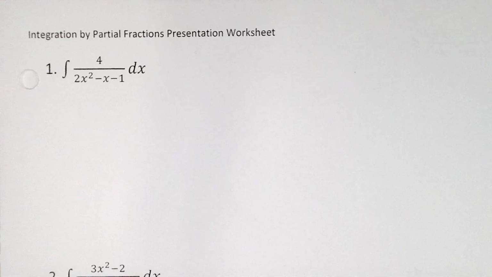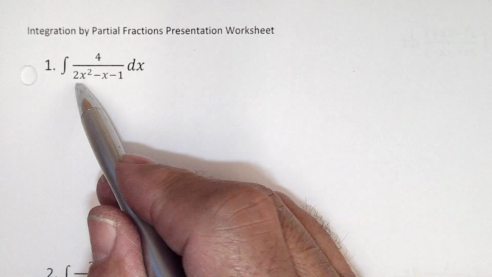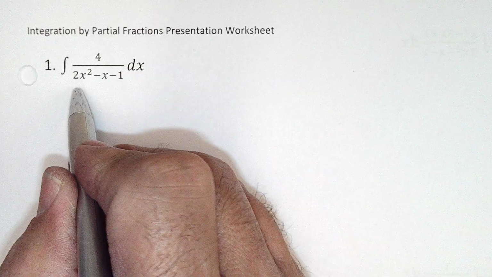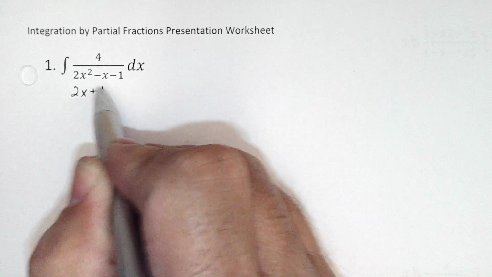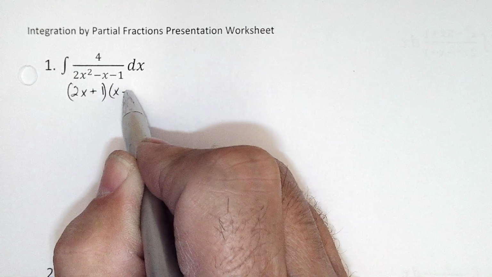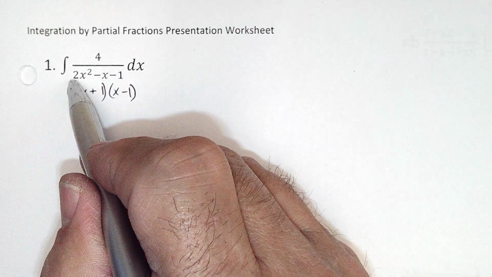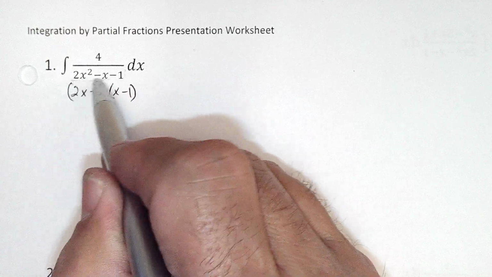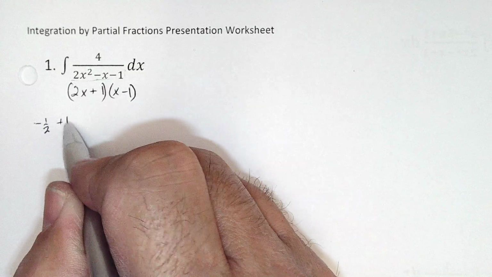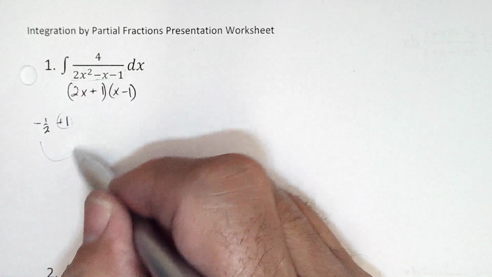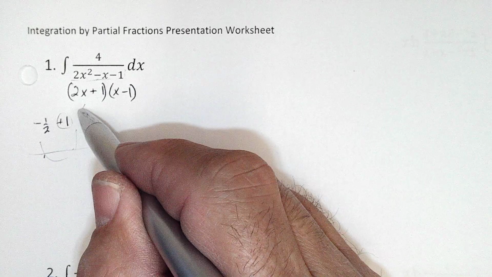Okay, let's do some of these integration by partial fractions on this presentation worksheet. So, does this factor? Well, I think this factors to 2x plus 1 and x minus 1. And if you don't see it, you can also just graph this and it crosses at minus 1/2 and at plus 1.